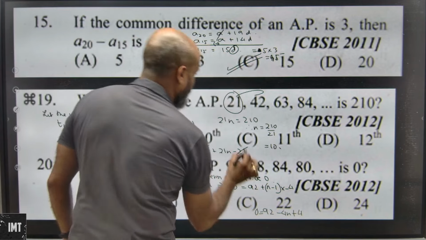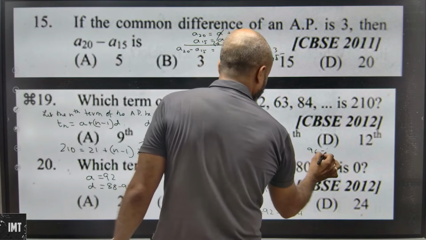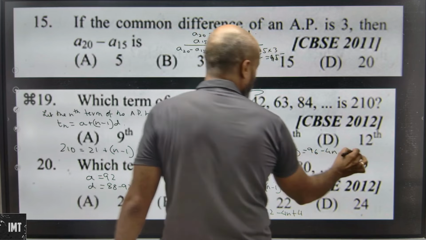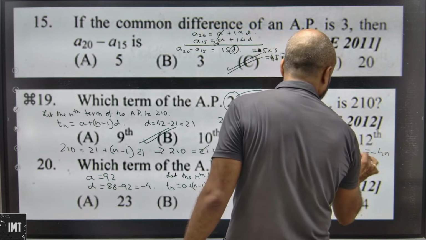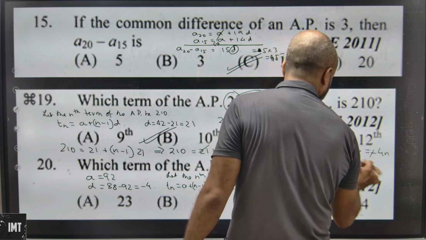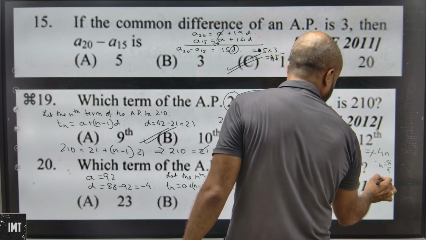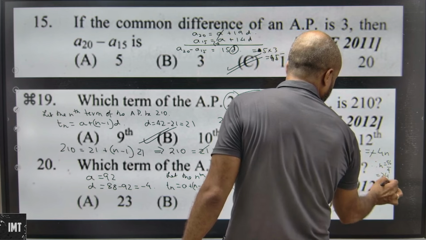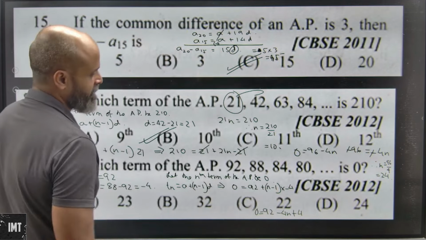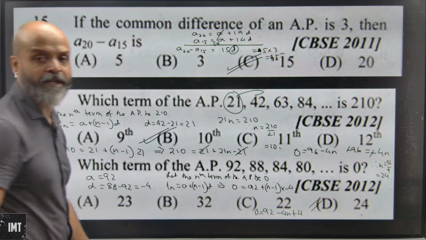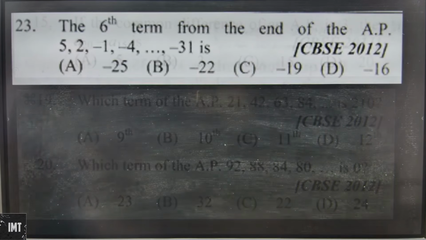So 92 plus 4, this will be 96 minus 4n is equal to 0. Minus 4n is equal to minus 96. So both these minuses get cancelled. So this will be 96 by 4. 4 twos are 8, 4 fours are 16, that's 24. So the correct option here will be D, that is 24. Okay. All right.